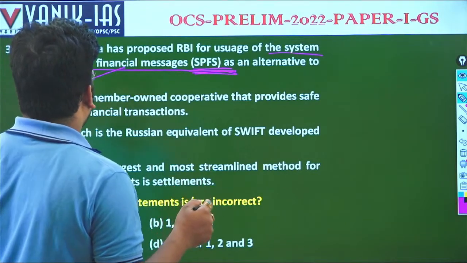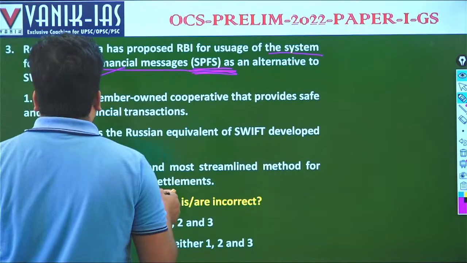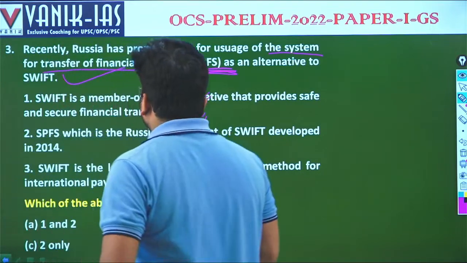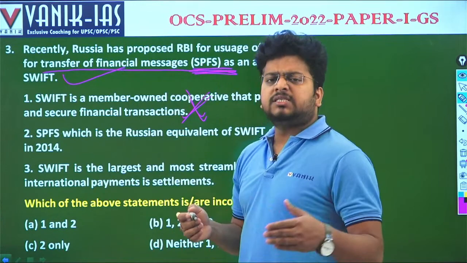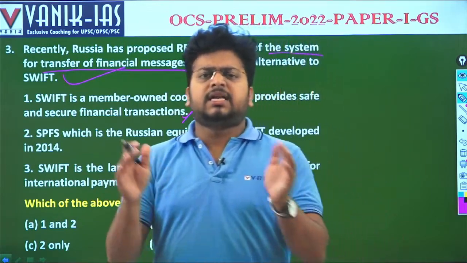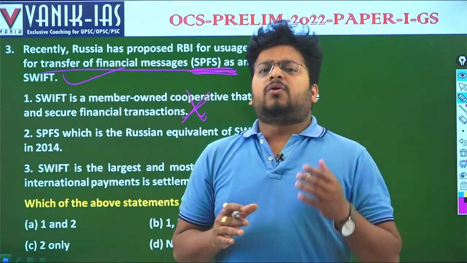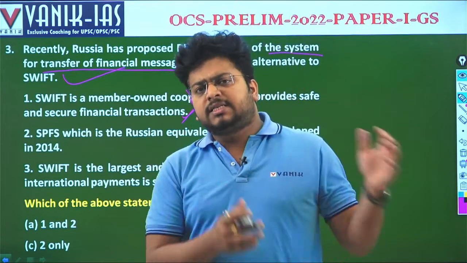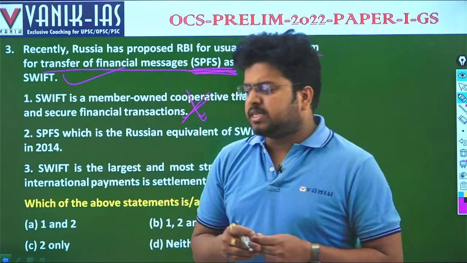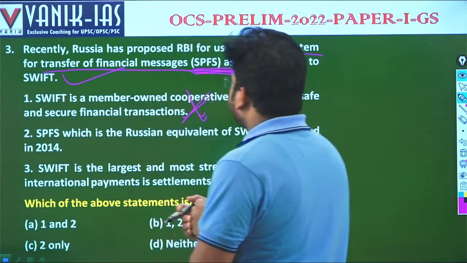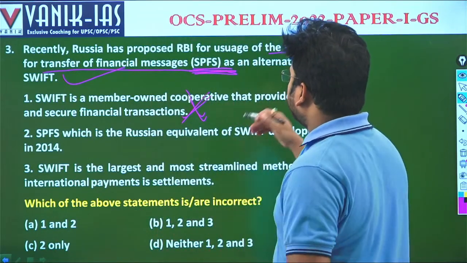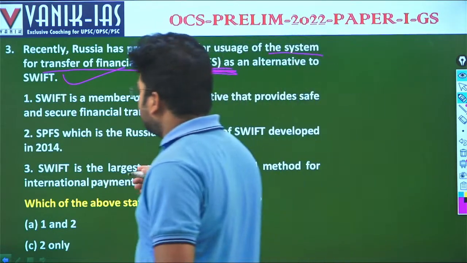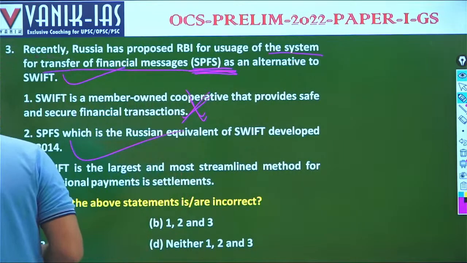SWIFT is a member-owned cooperative that provides safe and secure financial transactions. No, it is not a cooperative. SWIFT is a messaging platform regarding financial information. For example, suppose Adani wants to take some loan from the USA, then they will seek the information via SWIFT: what is the financial status of Adani? So that is SWIFT. So it is not a cooperative. SPFS, which is the Russian equivalent of SWIFT, was developed in 2014. Yes, SPFS was developed in 2014.